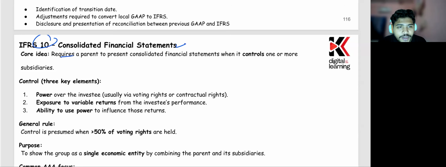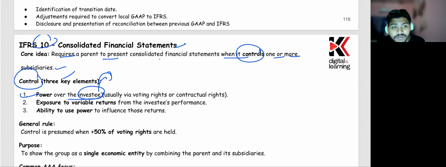It requires a parent to present consolidated financial statements when it controls one or more subsidiaries. So it is the responsibility of the parent company to make the consolidated financial statements. By control, they are referring to three things. The first is power over the investee. Investee means the company where they're investing. Power over the investee is usually by voting right or contractual right.